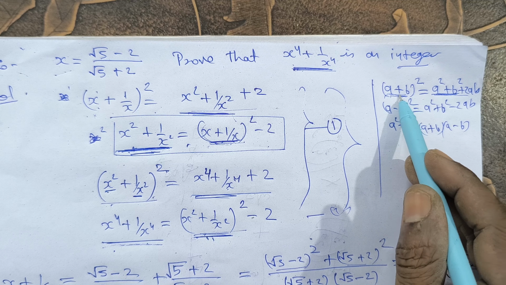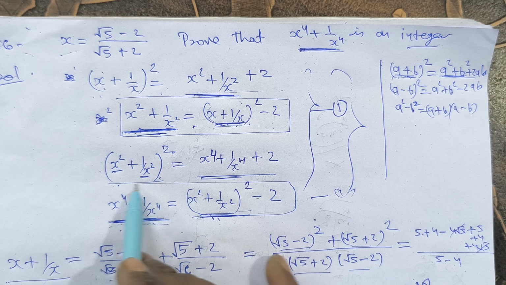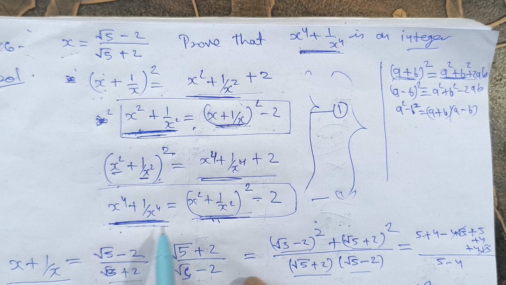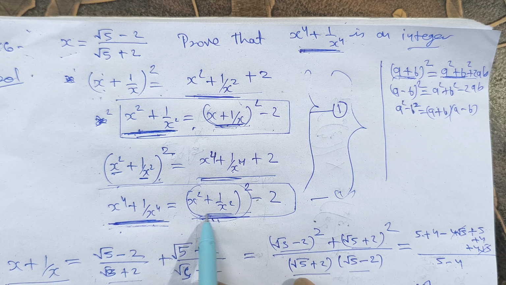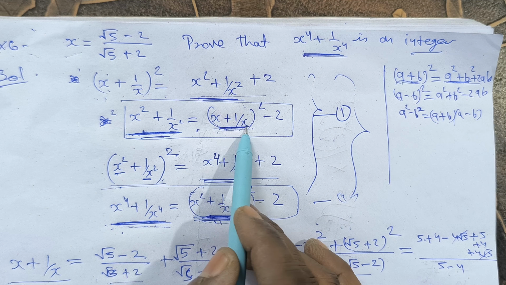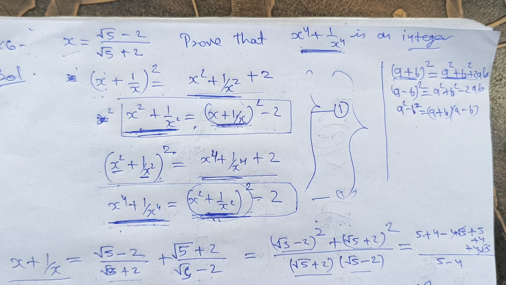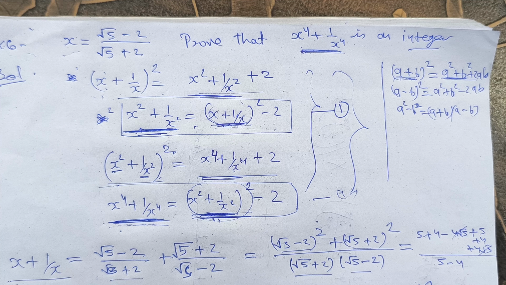Again we did a plus b whole square. Now we got this in terms of x, right? Now we just need to put in this value. So we need to find this value. For this we need to find x plus 1 upon x. So the first step is to find x plus 1 upon x. That's the basic one. If we do this, it becomes 18.